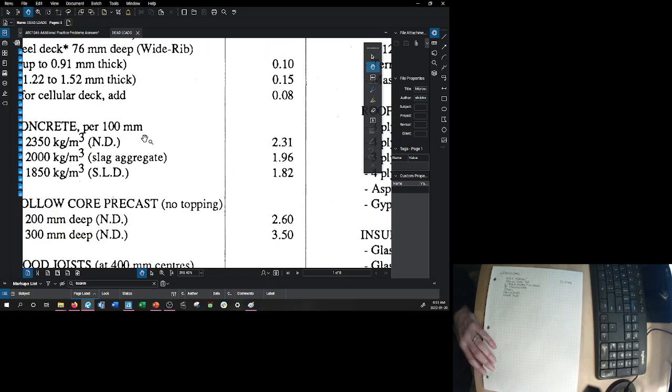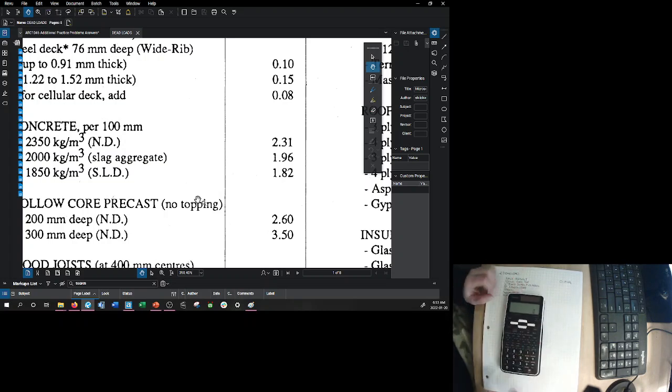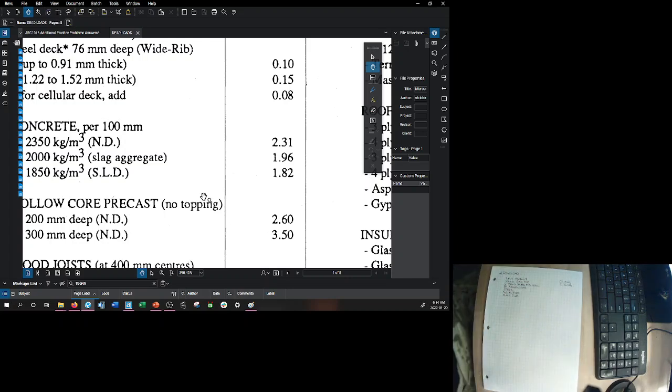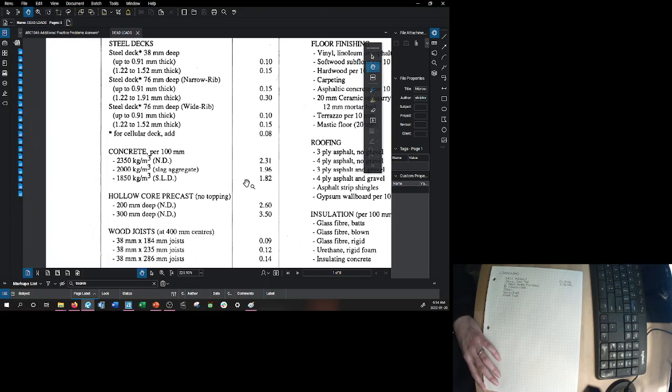We're working in imperial, so I'm gonna stick with this. I'm gonna use 102 millimeters here. So I'm gonna take my 102 millimeters divided by 100 millimeters and multiply it by my 2.31. And I'm gonna get 2.36 kPa for the concrete weight for the concrete topping.